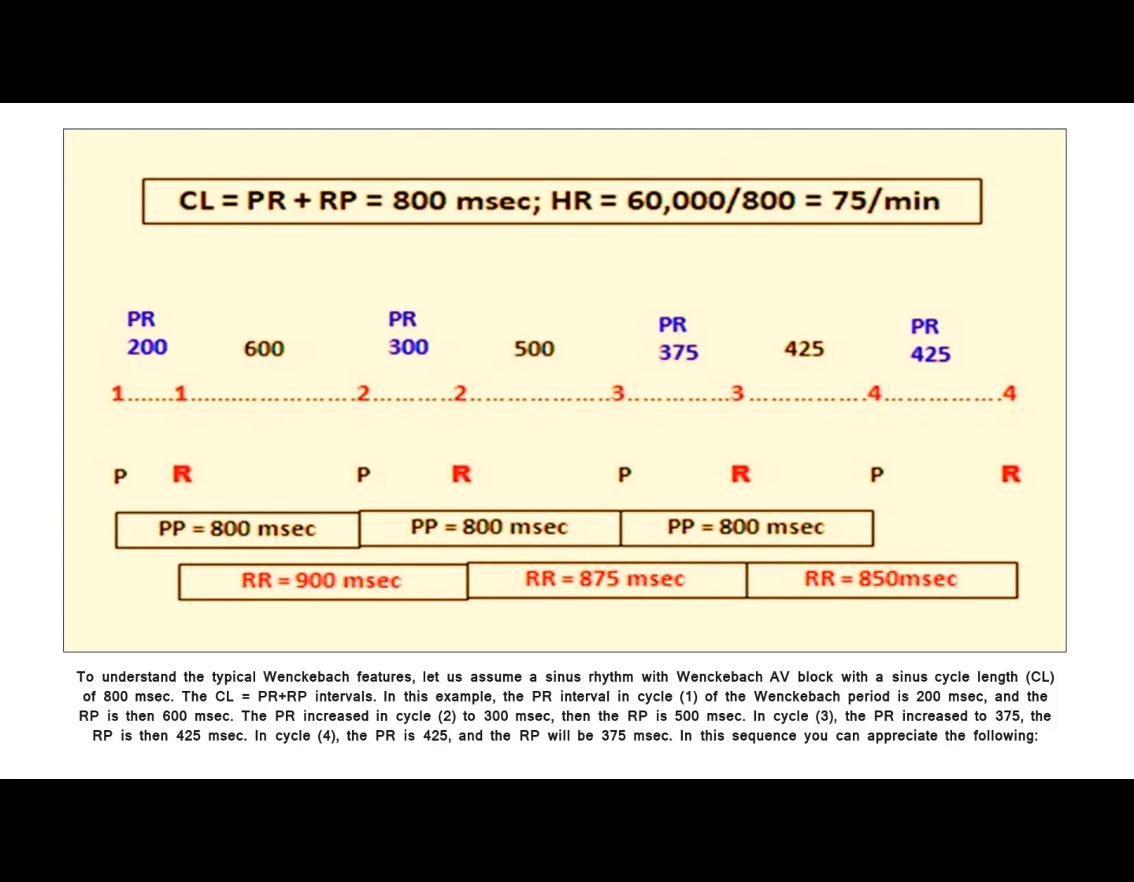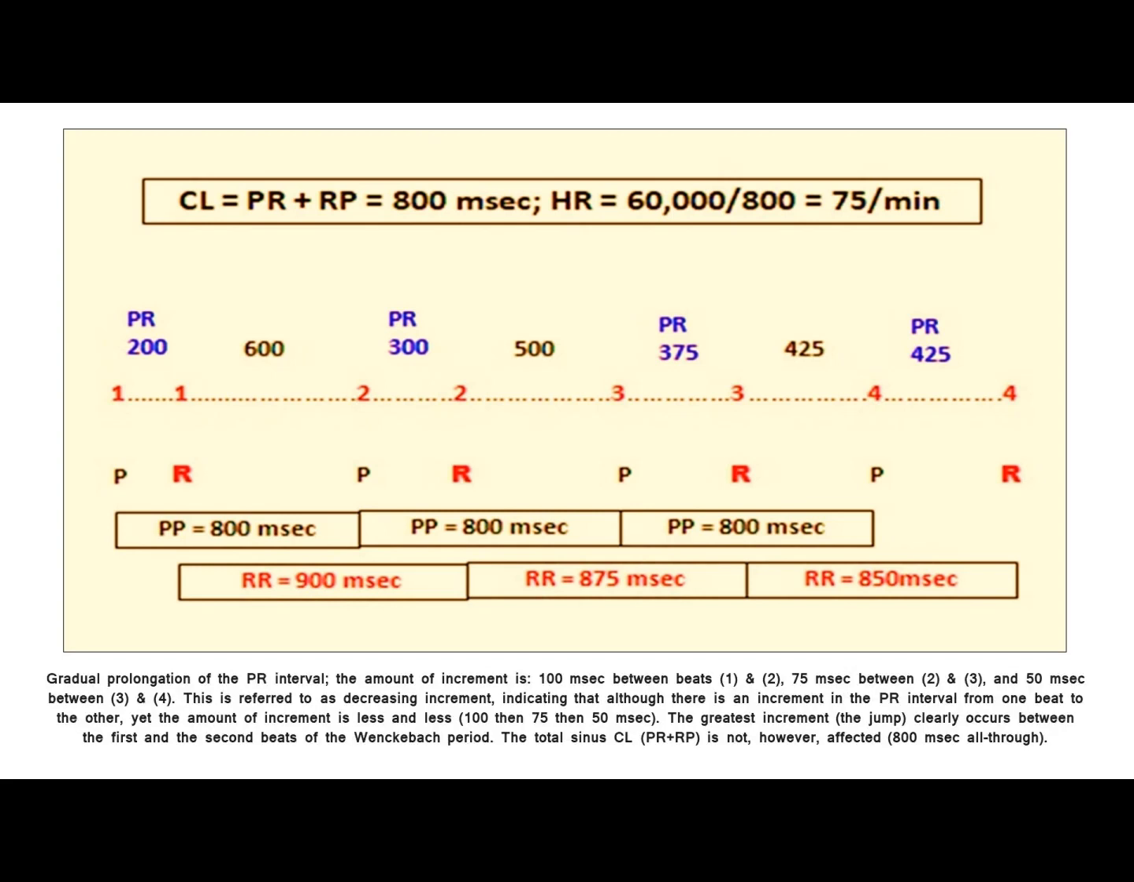In cycle 3, the PR increased to 375, the RP is then 425 millisecond. In cycle 4, the PR is 425, and the RP will be 375 millisecond. In this sequence you can appreciate the following. Gradual prolongation of the PR interval, the amount of increment is 100 millisecond between beats 1 and 2, 75 millisecond between 2 and 3, and 50 millisecond between 3 and 4.